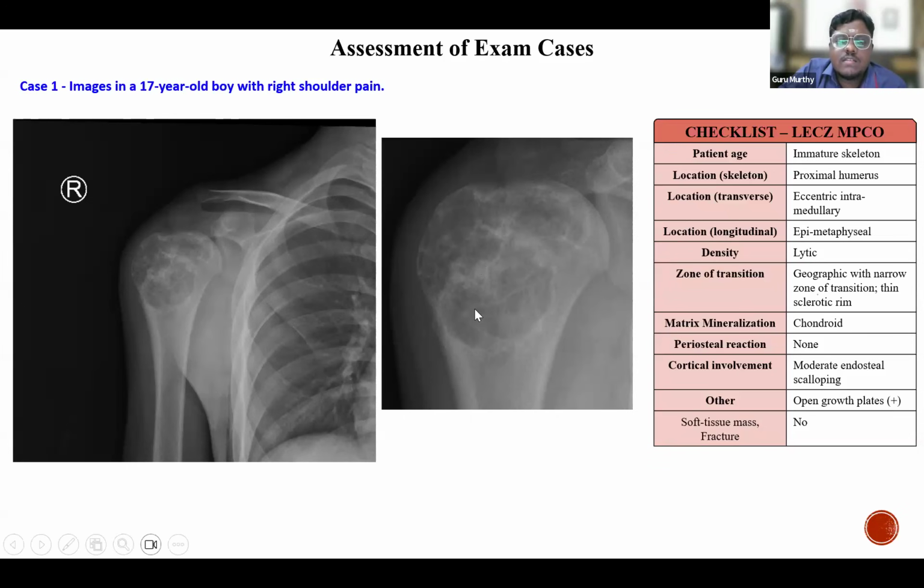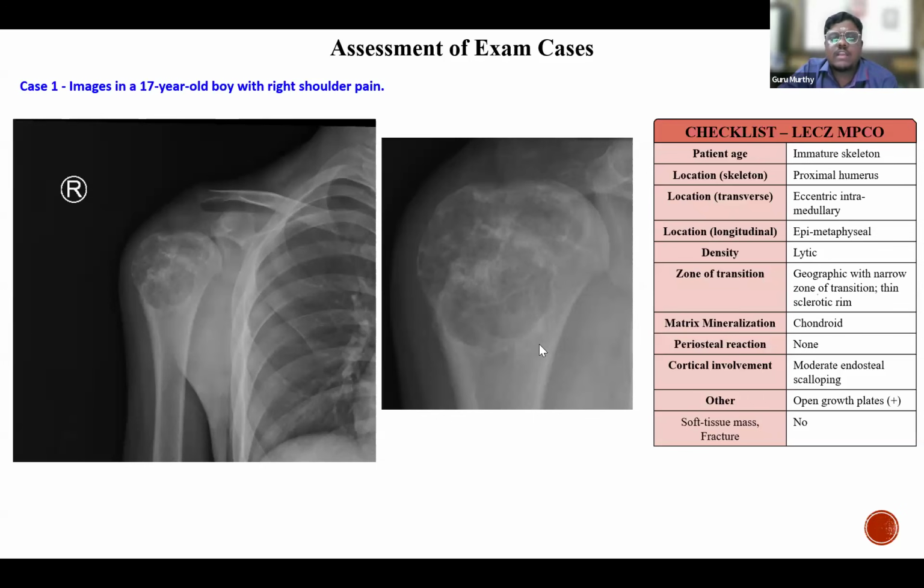Next, the matrix mineralization. You can see dot kind of, arc kind of hyperdensities within the lesion. So these are your chondroid matrix. This is how chondroid matrix appears. So don't get confused with the septae. Along with the septae, if you see dots, dashes, curves, commas, all those hyperdense areas within the lesion, always think of chondroid matrix.